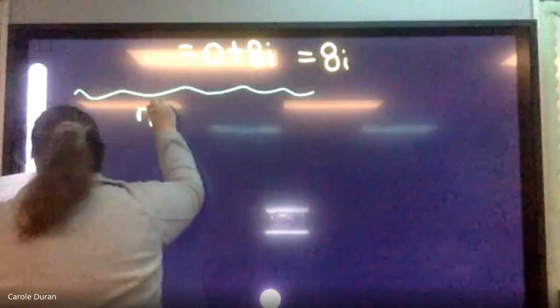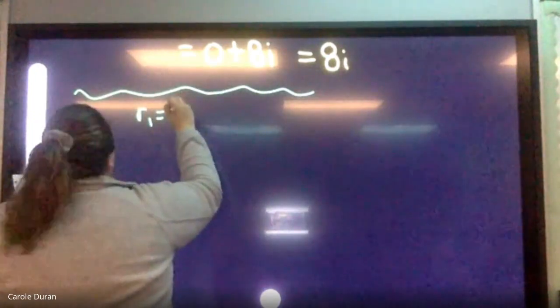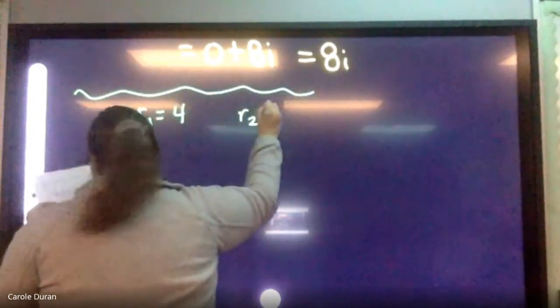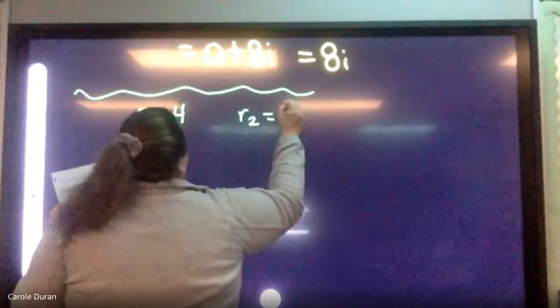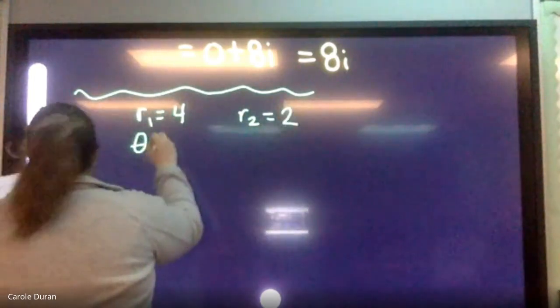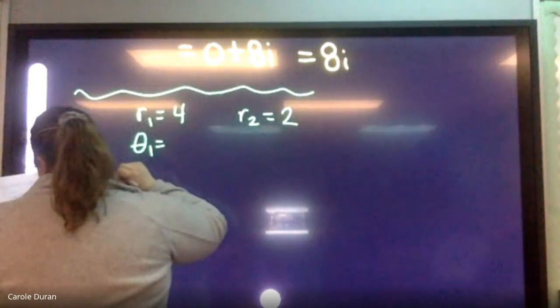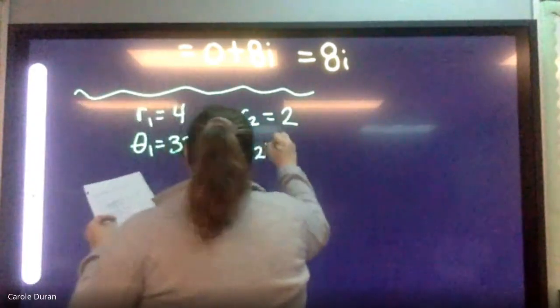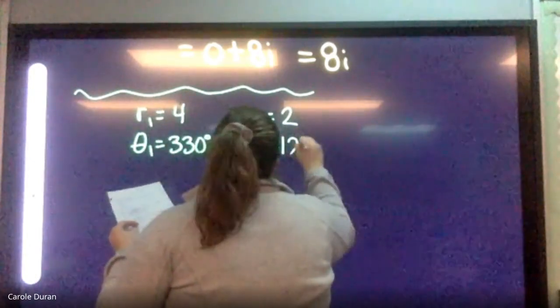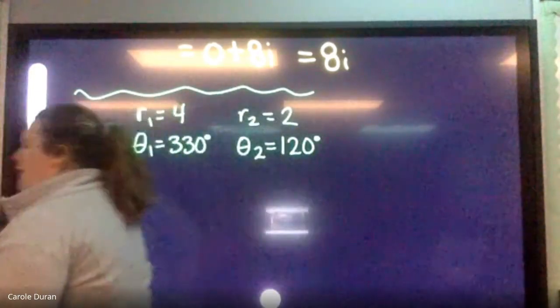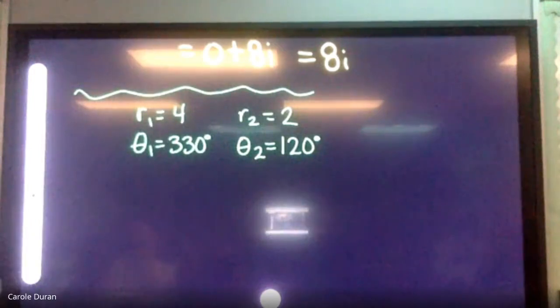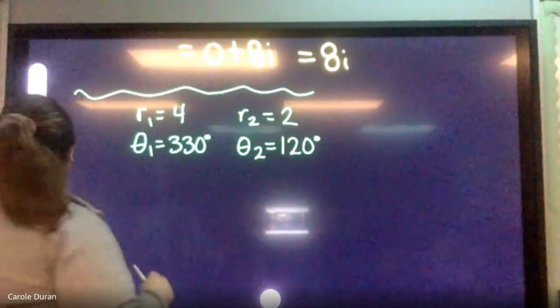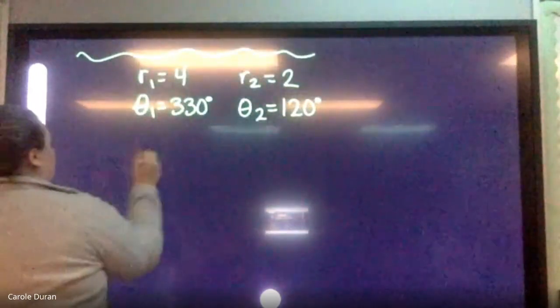So R1 yesterday we figured out was 4. R2 was 2. Theta 1 was 330 degrees, and theta 2 was 120 degrees. So these were the things that we figured out yesterday. We're going to use them to do Z1 divided by Z2. So complex number 1 divided by complex number 2.